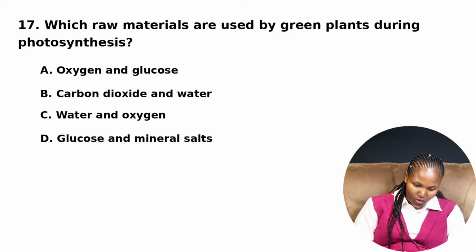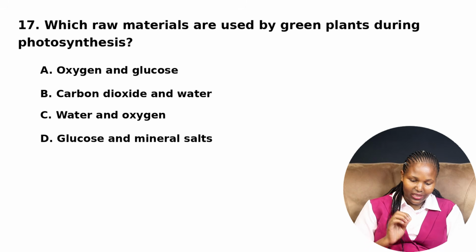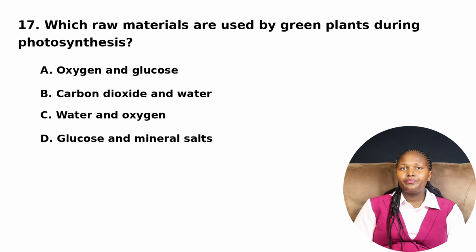Option A, oxygen and glucose. First of all, these are products. When you are asked about the products of photosynthesis, that is oxygen and glucose. Carbon dioxide and water, B, that is correct. Then C, water and oxygen. Oxygen is not a raw material in photosynthesis. We don't need oxygen. And then D, glucose and mineral salts. Glucose is a product, while mineral salts support growth, but they are not needed for photosynthesis to take place. They only help to support growth of that plant.